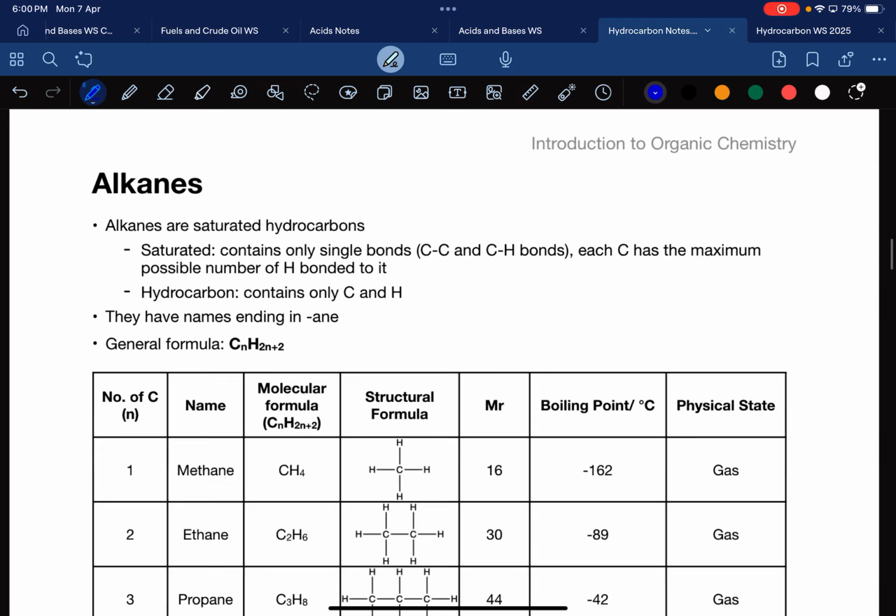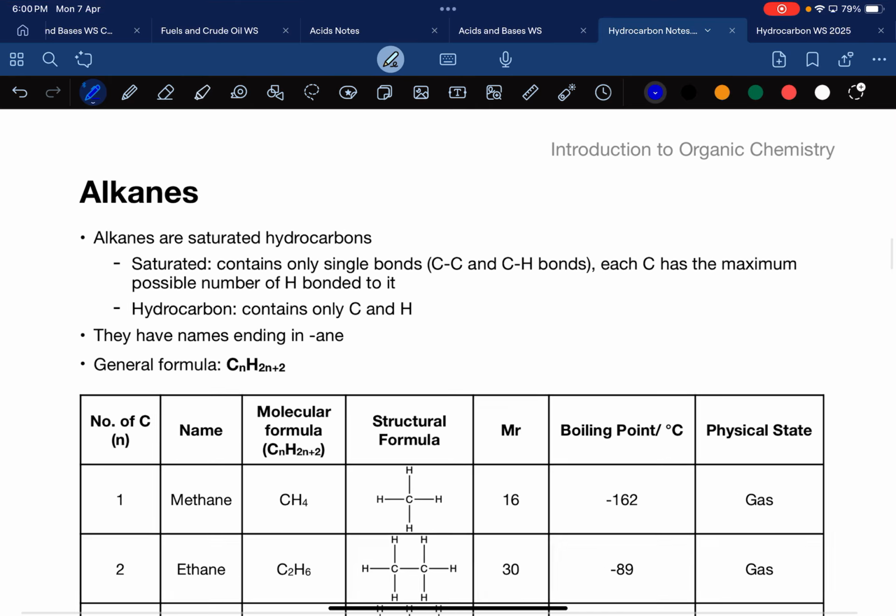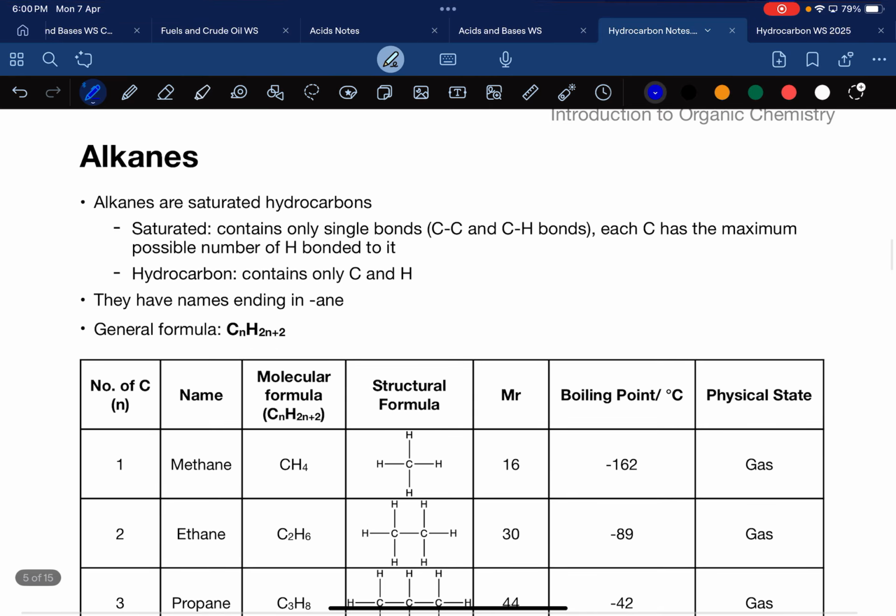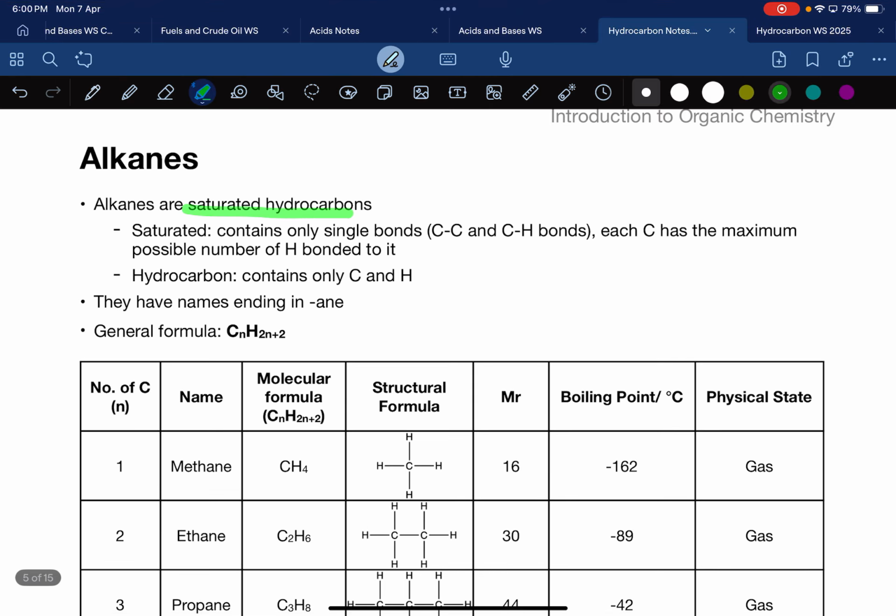Okay, let's get started, friends. Let's talk about the first one. Alkanes are saturated hydrocarbons, while alkenes are unsaturated. Can you remember what a hydrocarbon is? It only contains hydrogen and carbon. Thank you, it's over here as well. Only carbon and hydrogen atoms.